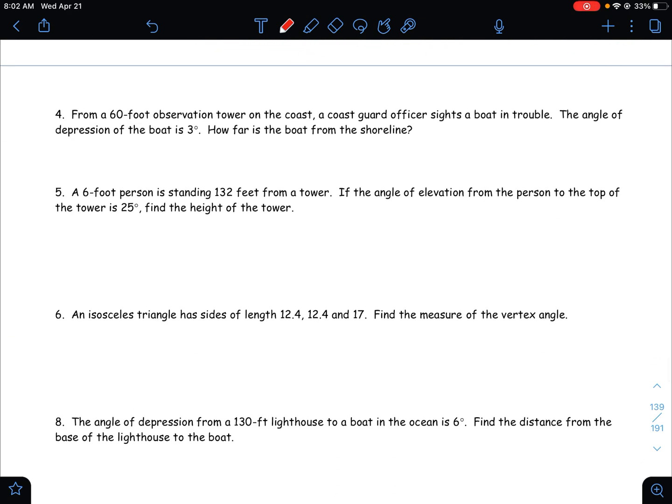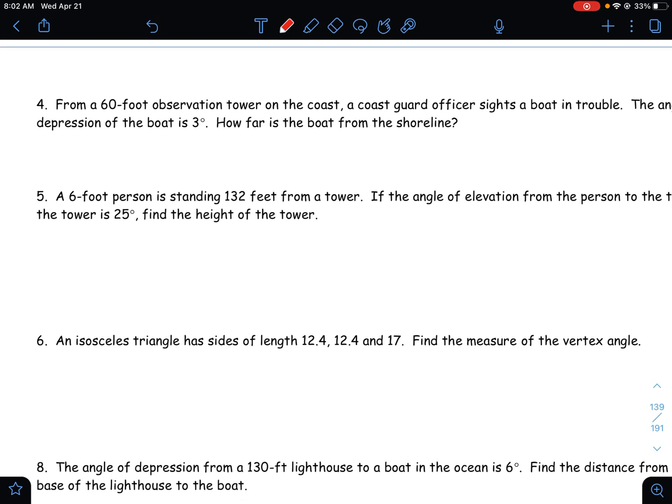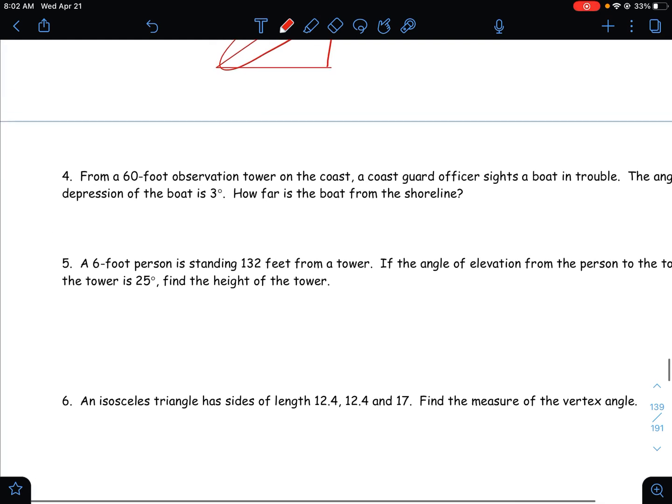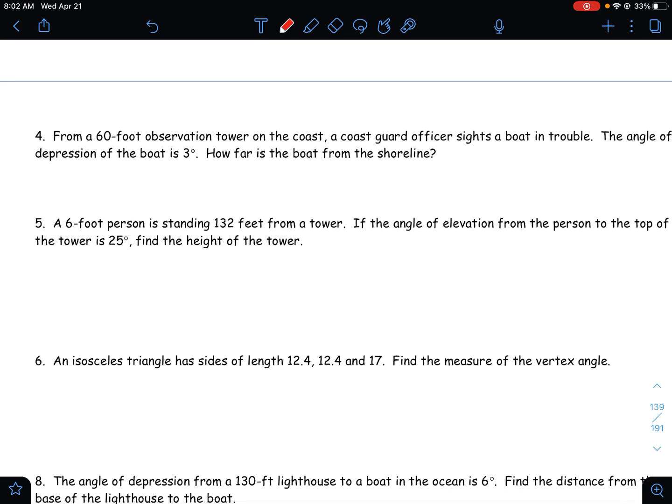All right. And then let's see, let's do number 4. So from a 40-foot observation tower on the coast, a Coast Guard officer sights a boat in trouble. The angle of depression of the boat is 3 degrees. How far is the boat from the shoreline? So we need to draw a picture here. We have an observation tower. I'm going to draw my tower. Beautiful, right? They said it's 60 feet tall. So this guy is 60 feet. And he spots a boat in trouble at an angle of depression of 3. So let's draw our triangle.